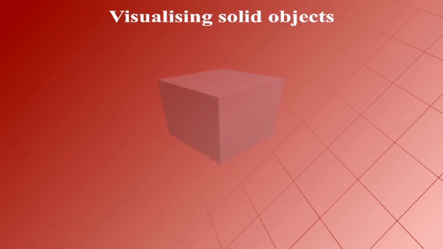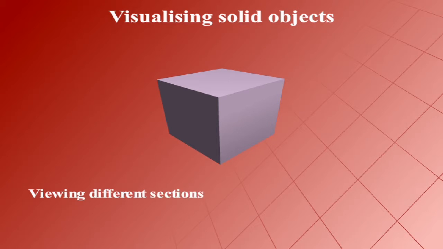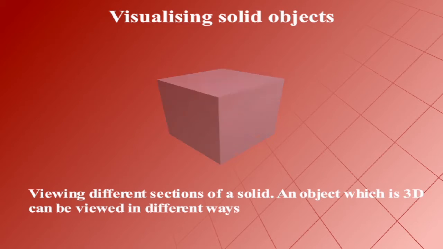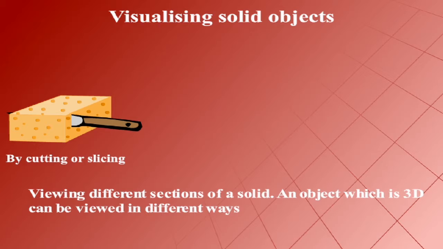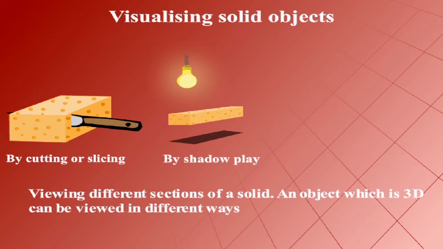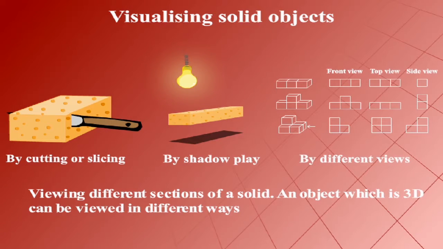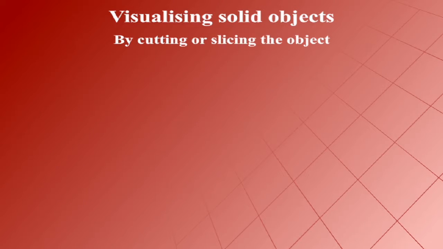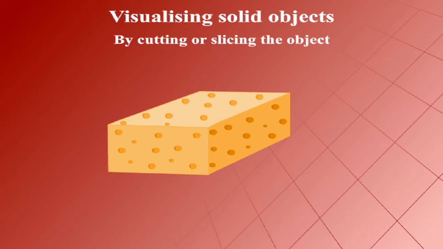Visualizing solid objects. Viewing different sections of a solid. An object which is 3D can be viewed in different ways. These are by cutting or slicing the object, by shadow play, by looking at it from different angles. By cutting or slicing the object, here is a rectangular piece of cheese.